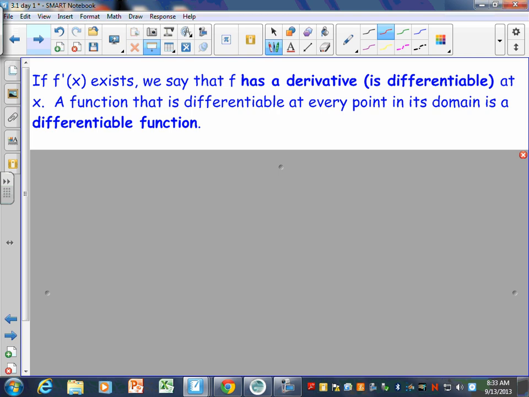And again, I kind of have lots of words for you today because it's all about understanding it. But if f prime of x exists, we say that f has a derivative. But here's a new word for you. If it has a derivative, then we say it's differentiable. What's that good word? Differentiable. Look, that's a good spelling word. Differentiable.